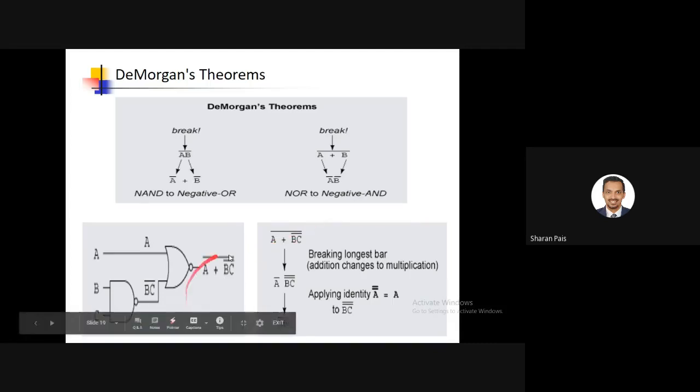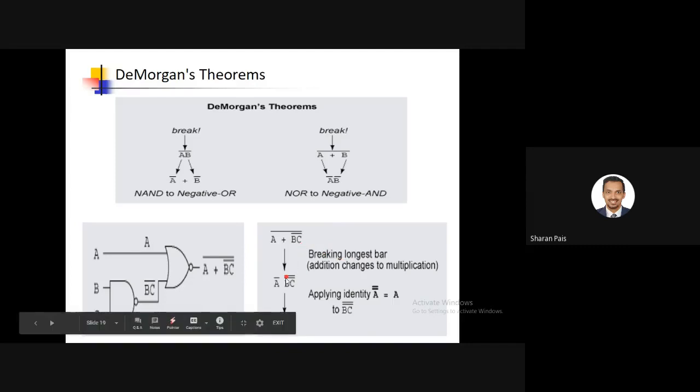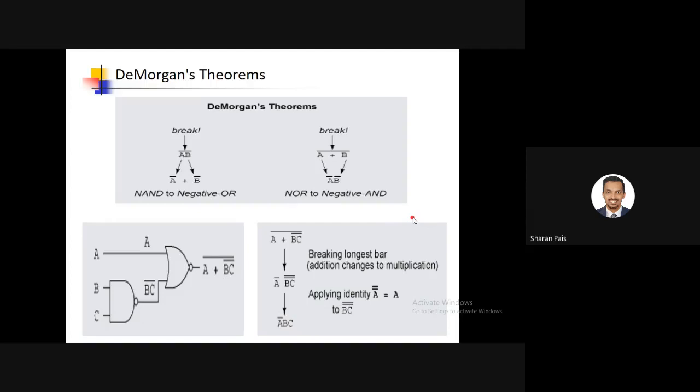So here also you can see that we are applying something to simplify. A plus BC bar was there. So to simplify that, we are applying De Morgan's theorem. So the double bar will be cancelled. Then A bar BC. That is the simplified one.